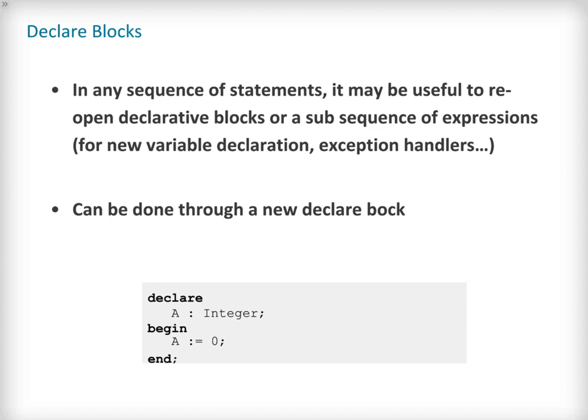So Ada allows creating a local declaration block within a sequence of statements using a declare block. In this example, in particular, I am adding a declaration of a new variable. I'm doing some initialization of this variable, maybe some work later on, and then when I reach the end, that will be the end of the scope and the variable will be destroyed.